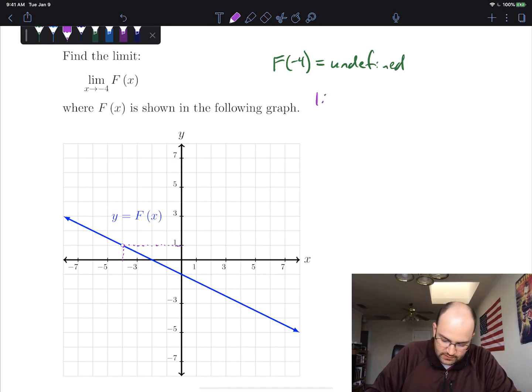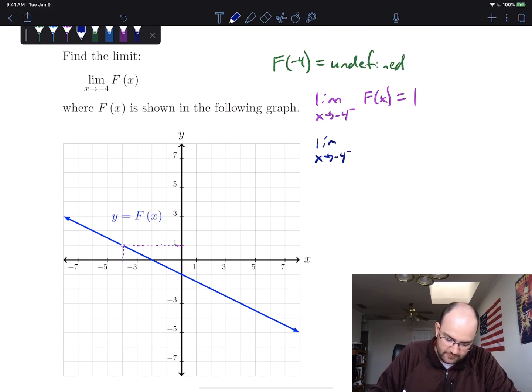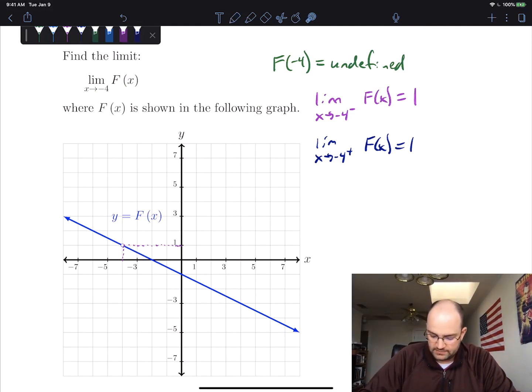So notice that the limit as x goes to -4 from the left-hand side of capital F of x, well, that's going from this side. Notice that it is in fact approaching the 1 from the left-hand side, so that's equal to 1 there. We also have the fact that the limit as x approaches -4 from the right-hand side of f of x is going to be 1 as well, because from the right-hand side it's going up towards the 1 from that way. So therefore, it's getting closer and closer to the number 1.